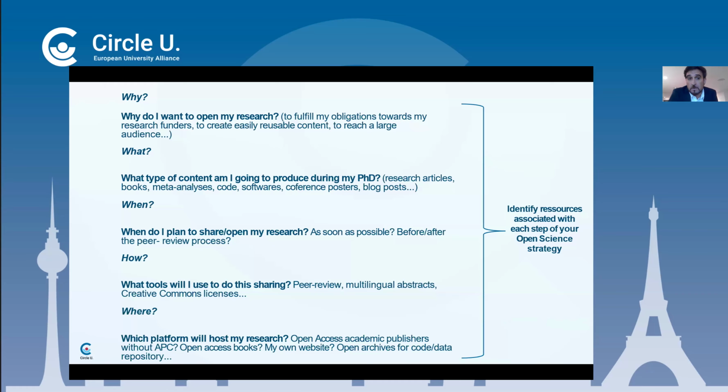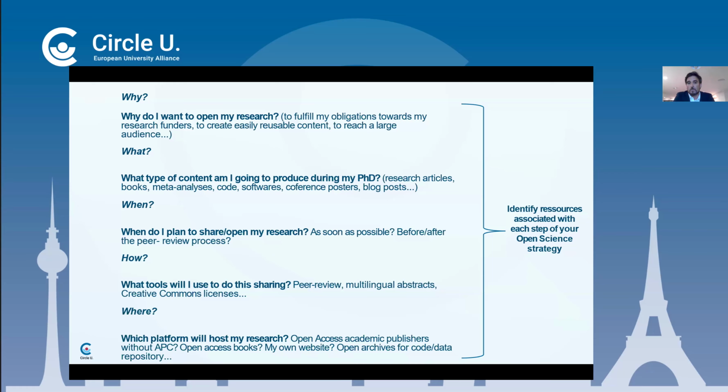What type of content? I think the first question was about PhD. So for example, as a PhD student, what am I going to produce? Research articles, books, meta-analyses, code, software, conferences, posters, blog posts, and so on. So I think all material produced during research can respond to these criteria.